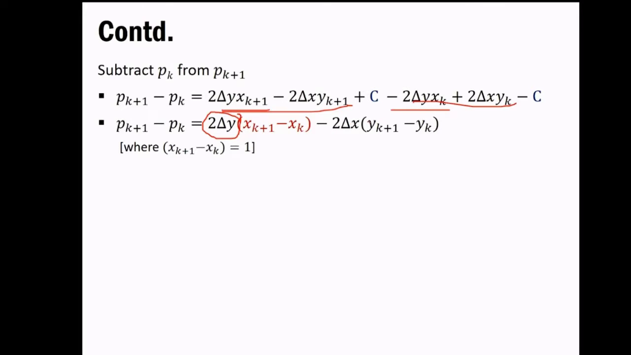So in this case we'll be having yk plus 1 minus yk, because of the minus sign that we have. And then the constant would be removed from this equation. So now we have one simple term over here, that is 2 delta y (xk plus 1 minus xk) minus 2 delta x (yk plus 1 minus yk). So now what it says is we have xk plus 1 minus xk equal to 1.